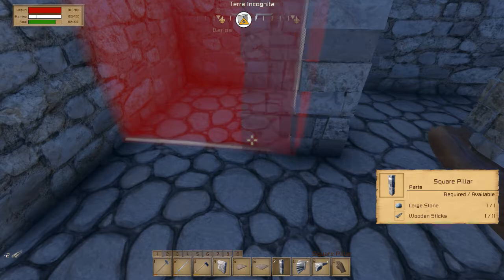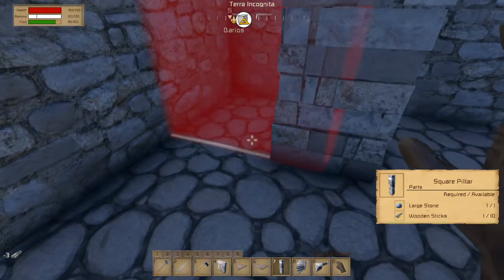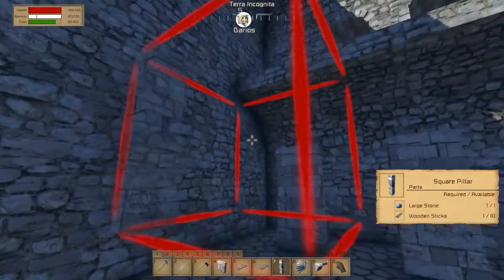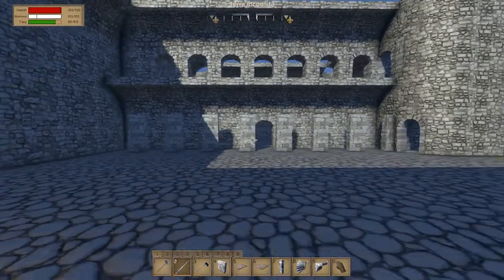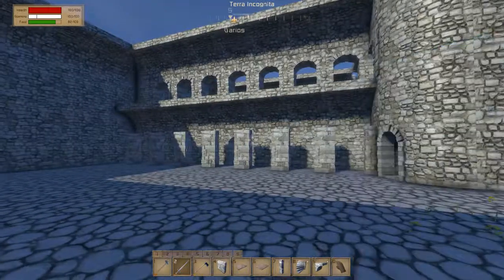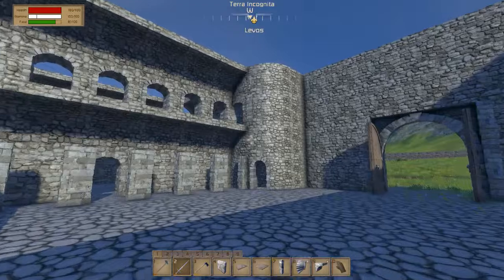Okay, that's doable. Oh, that actually goes right up to the wall, so we don't need it there anyway. Yeah, I like that better. I might go with this. It's actually going to line up with those archways pretty much perfect too.